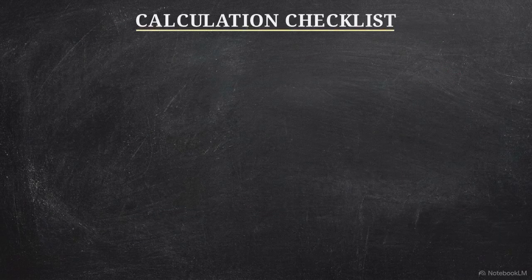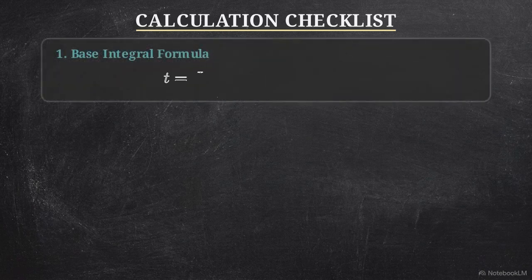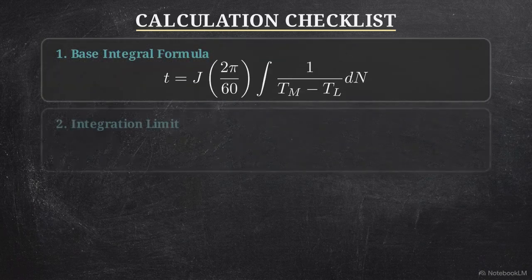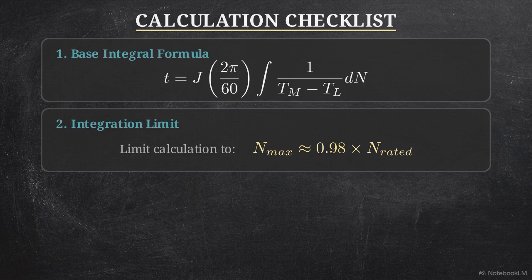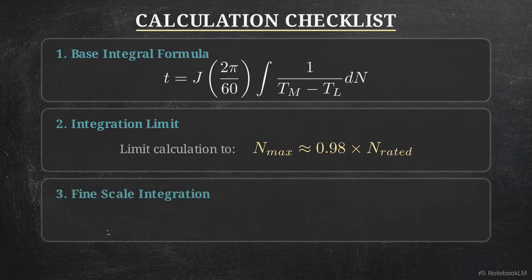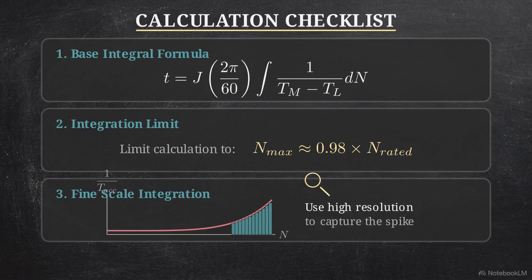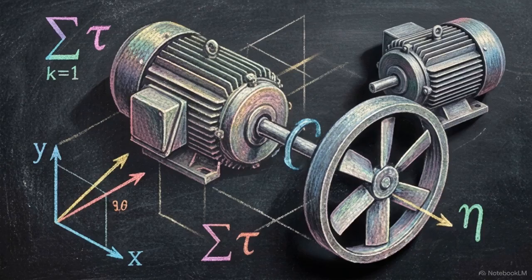To solve these problems accurately, keep 3 rules in mind. First, work from the base integral formula. Second, stop your integration at roughly 98% of rated speed. Third, use a fine scale to capture the nonlinear spike as you approach that limit. Respecting the way these values diverge near steady state is the difference between a theoretical estimate and an accurate engineering design.